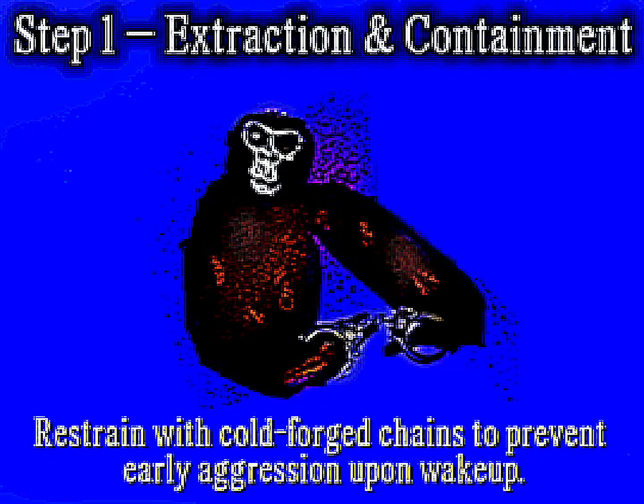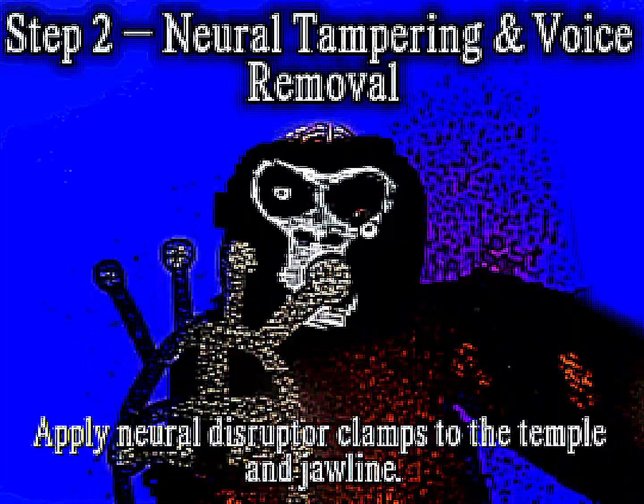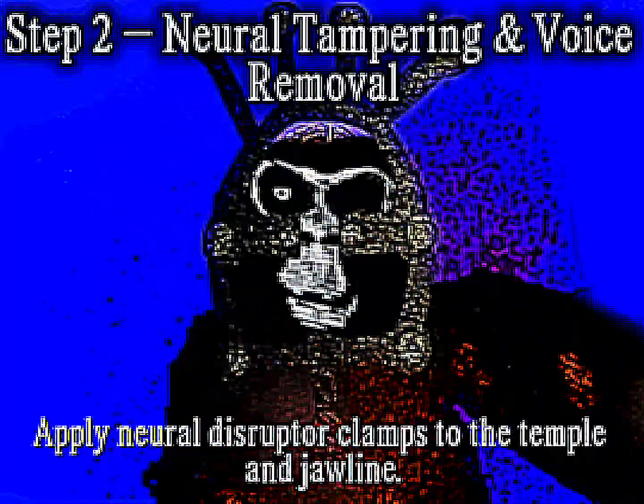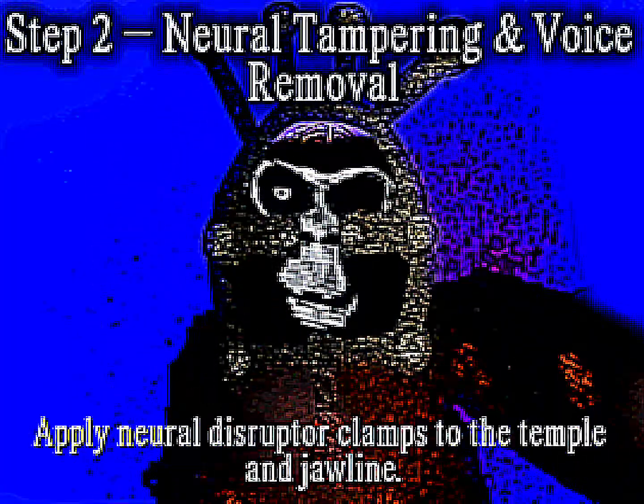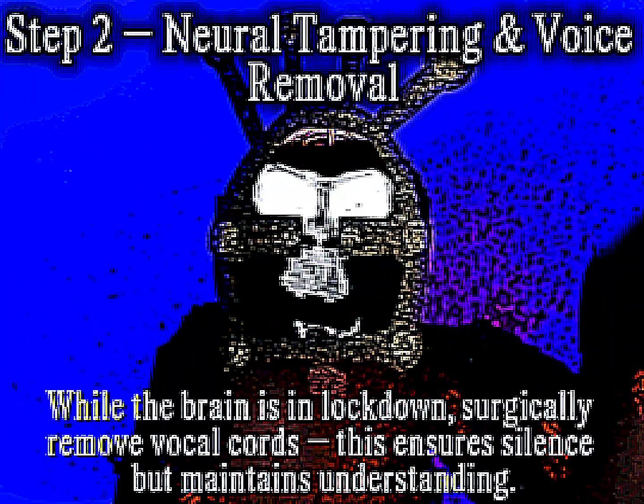Restrain with reinforced shackles to prevent early aggression upon waking. Apply neural disruptor clamps to the temple and jawline. In lockdown, surgically remove the vocal cords. This ensures silence but maintains understanding.